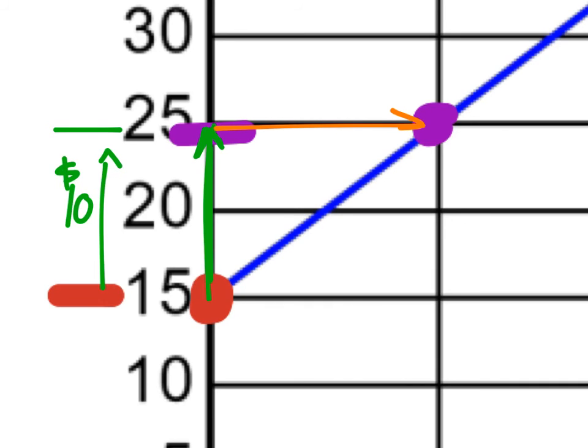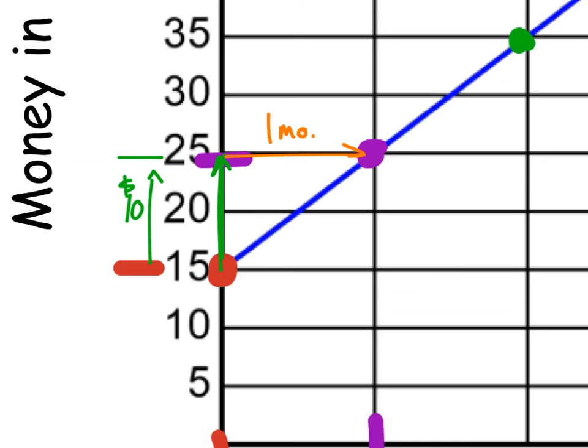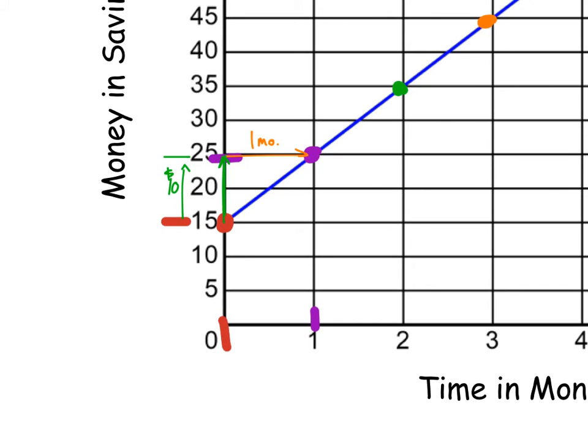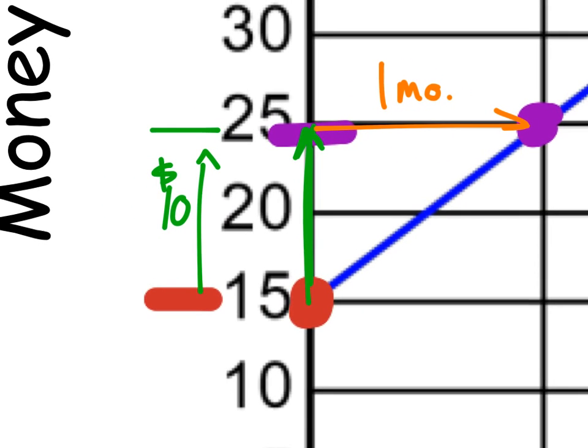Well, how long did that take? Well, I think that was 1 month. I'll zoom out just to check. Yeah, it was 1 month. All right. Well, what does this tell us? How much she was saving per month? Yeah, it tells us she was saving $10 per month.